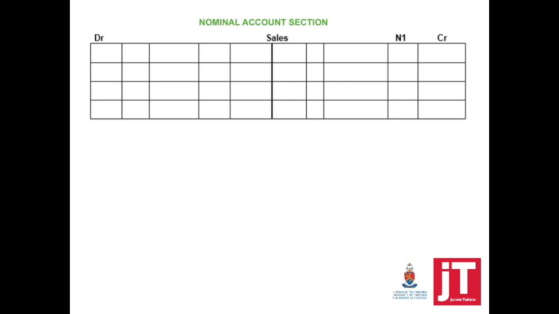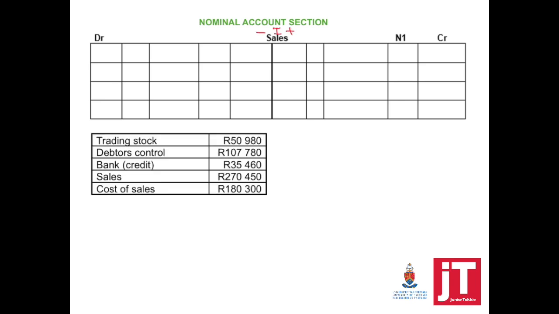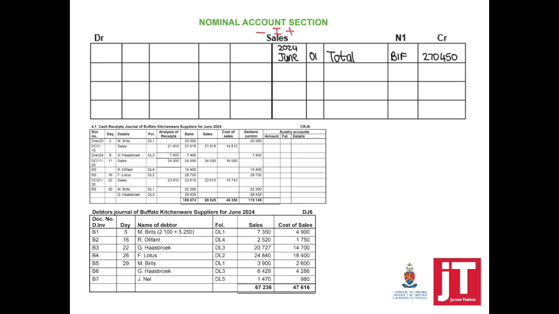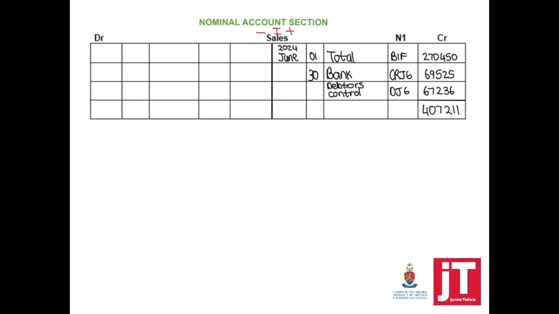Nominal account section, sales. Sales is regarded as an income, so the total brought forward will appear on the credit side on the first day of the month. Posting from the cash receipts journal, it means that sales, my income, is going to increase on the credit side. My details, bank. From the debtors journal, it means that my income is going to increase on the credit side, but now your details, the contra account, will be debtors control. After you've posted from the cash receipts journal and the debtors journal, we can total the credit side. There's nothing on the debit side, so we're only going to have on the credit side the new total for sales, which is 407,211.